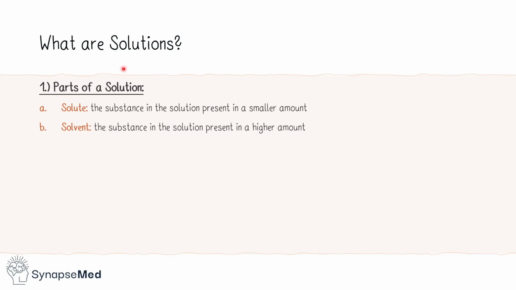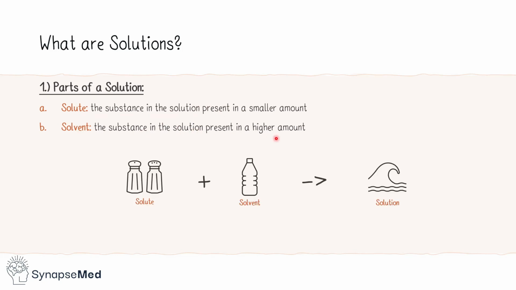So what are the parts of a solution? A solution always consists of a solute and a solvent. The solute is always the substance that is in smaller amounts compared to the solvent. So the solvent is the substance in the solution which is present at a higher amount. A good example here would be the solution of salt water, where we have a solute, the substance in smaller amount, in our solvent, which is our water, forming the solution of salt water.